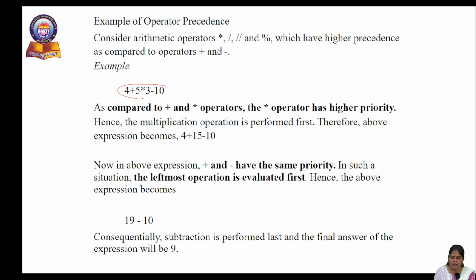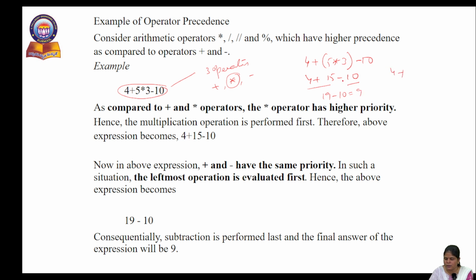In this expression, we have mainly 3 operators: plus, into, as well as minus. Of plus and minus, into is given the highest priority. So first 4 plus 5 into 3 will be evaluated, giving 4 plus 15 minus 10. And of plus and minus, which are given equal priority, either we can go 19 minus 10, that means 9, or 4 plus 5, that means 9.